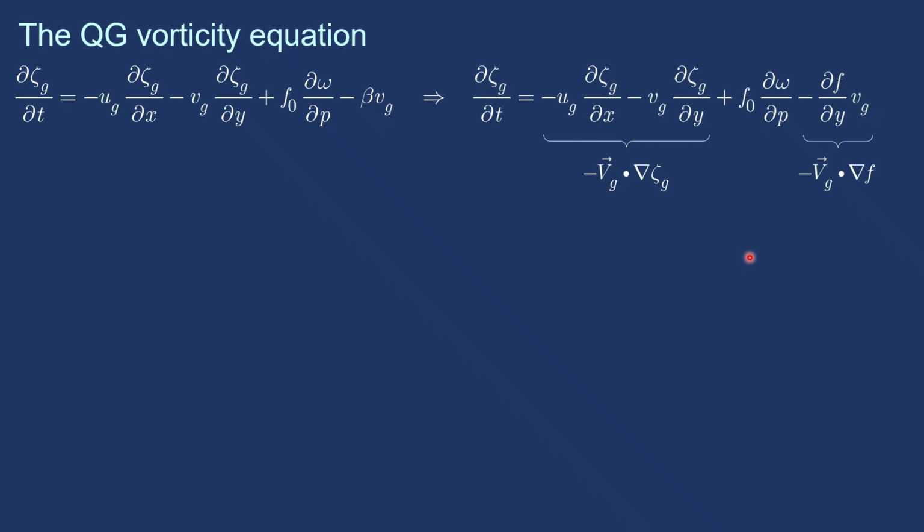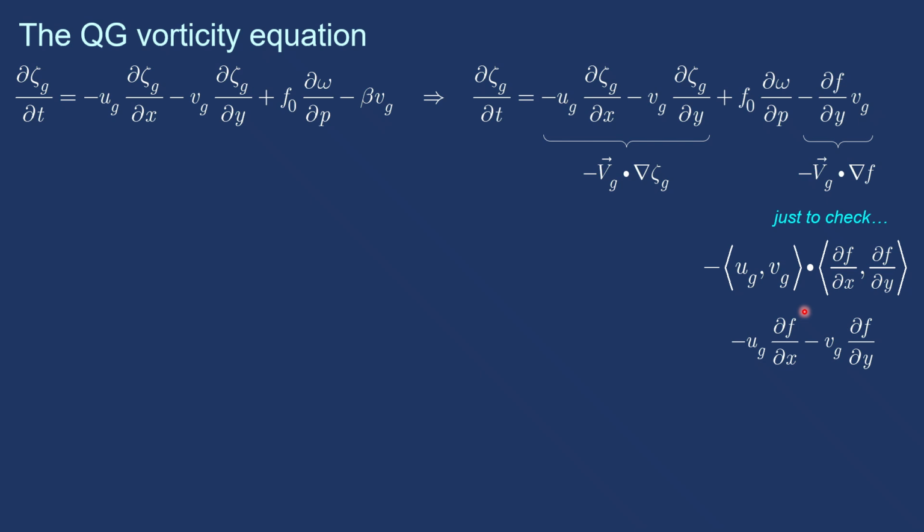For the last term here, the minus partial f partial y VG, we can rewrite this also as a very similar looking dot product, as the total geostrophic wind dotted with the gradient of planetary vorticity. To verify that that's okay, we can work out this dot product. So VG expands into UG, VG, and del F expands into partial F partial X, partial F partial Y. When we apply the dot product, we get for our first term negative UG partial F partial X. For our second term, negative VG partial F partial Y.